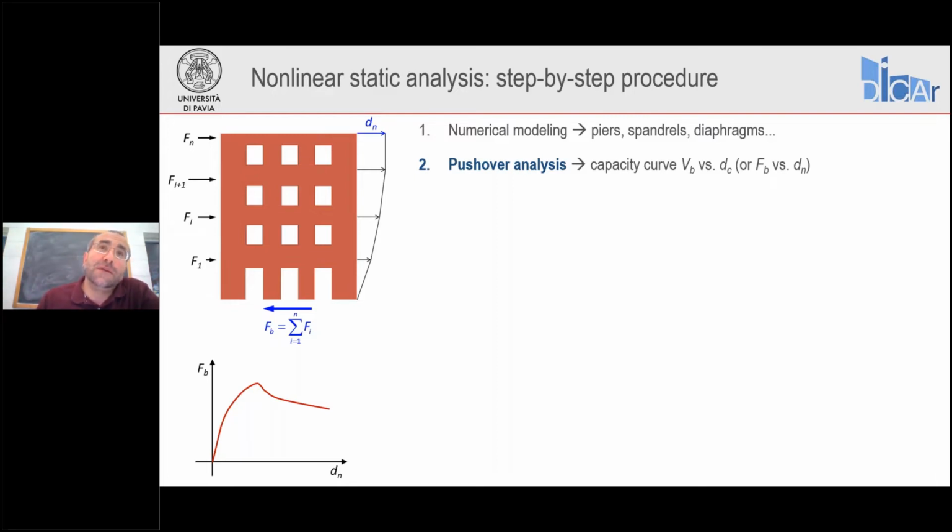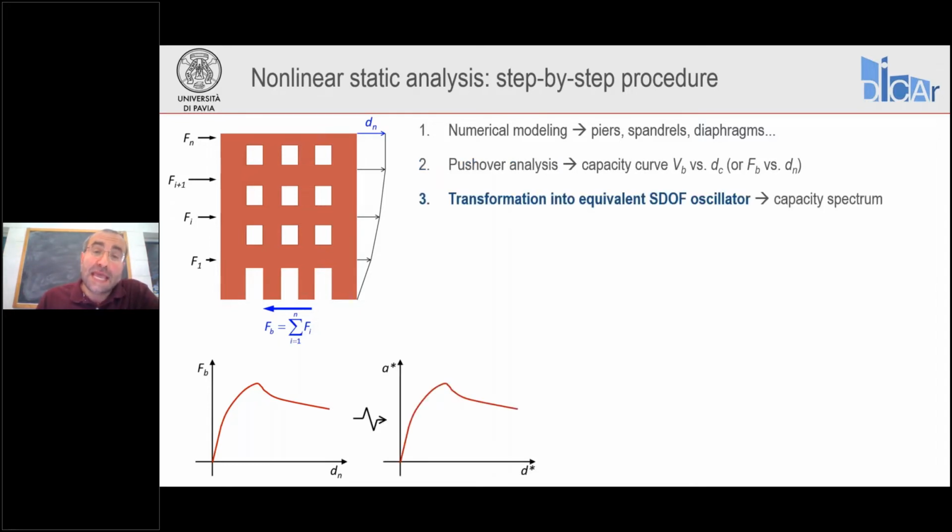Now we go into the new territory of this webinar series, so to say. And what we have to do next is to transform the capacity curve of the multi-degree of freedom system representing numerically our structure into the so-called capacity spectrum, which is basically a relationship between acceleration and displacement for an equivalent single degree of freedom oscillator, equivalent to the first mode of response of the building in the direction of analysis.